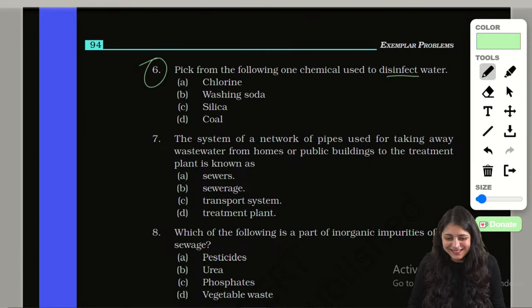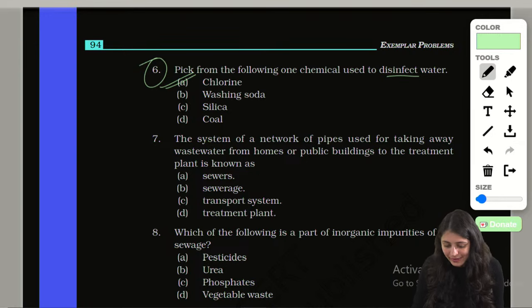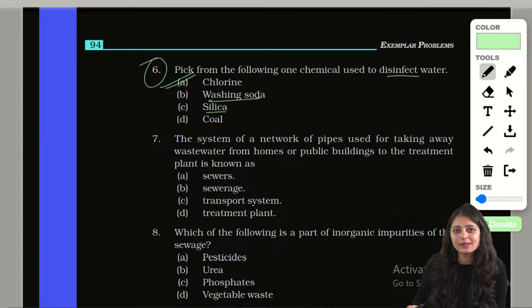Very good, it's chlorine all of you. बिल्कुल सही बात है, क्लोरीन जो है वो destroy और remove कर देता है micro organisms को, बैक्टीरिया वायरस जो भी present है. Very good. वॉशिंग सोडा majorly washing में use होता है. क्या होता है ये? सोडियम कार्बोनेट hydrated form में. सिलिका, सिलिकन डाइऑक्साइड, glass बनाने में काम आता है. कोल हमें पता है majorly इसमें कार्बन है, बहुत चीजों के लिए use होता है. To begin with fuel ले सकते हो. ठीक है, so correct answer was chlorine.